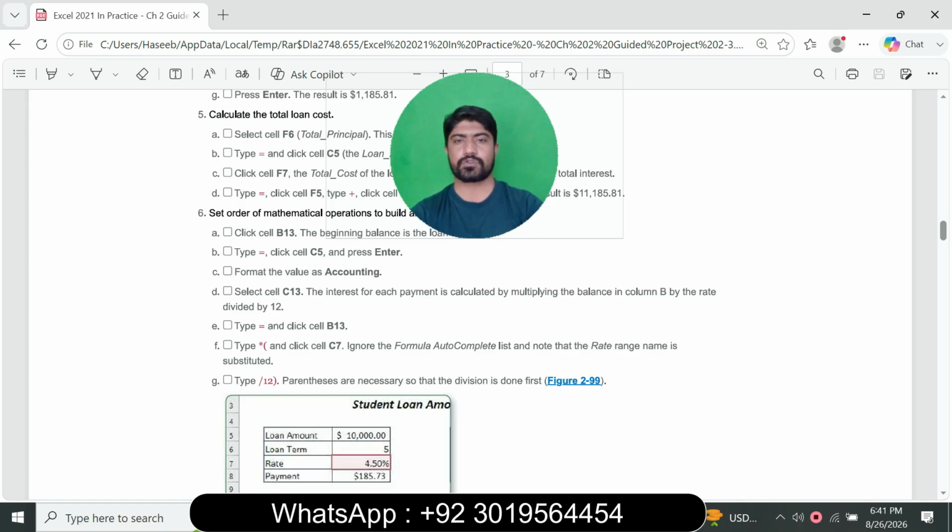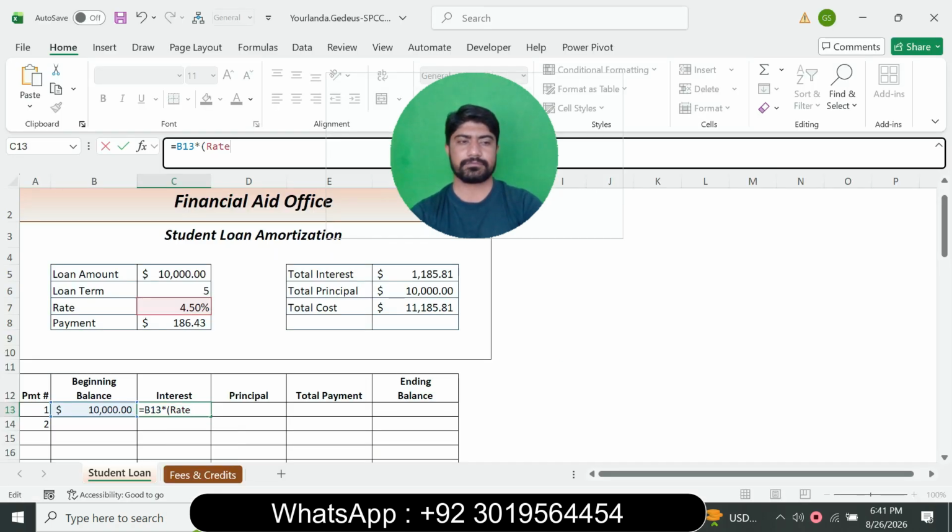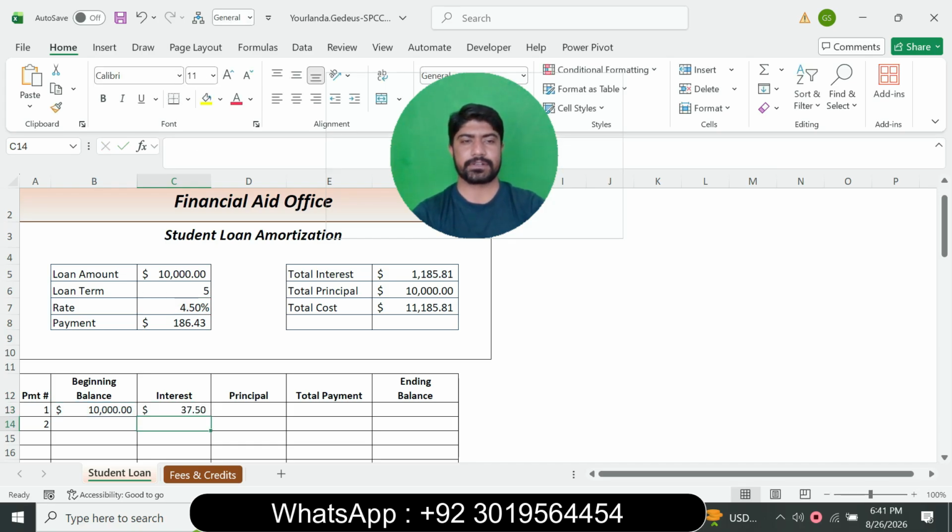Ignore the formula autocomplete list and note that the array range name is substituted, and type divided by 12. Parentheses are necessary so that the division is done first. Divided by 12, close bracket and press enter.